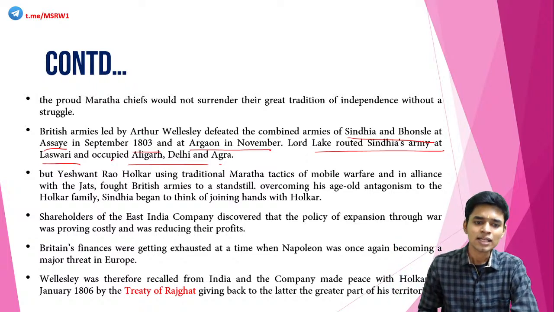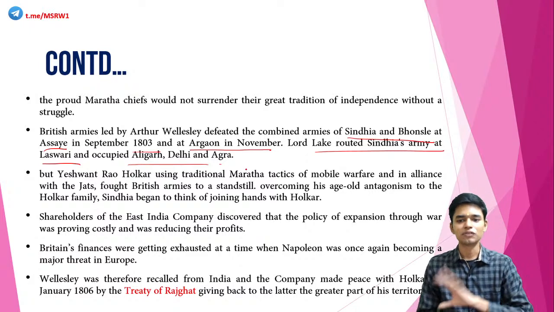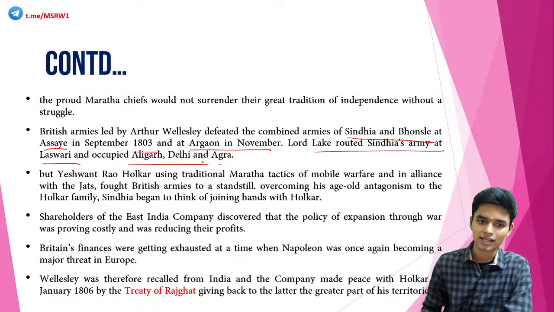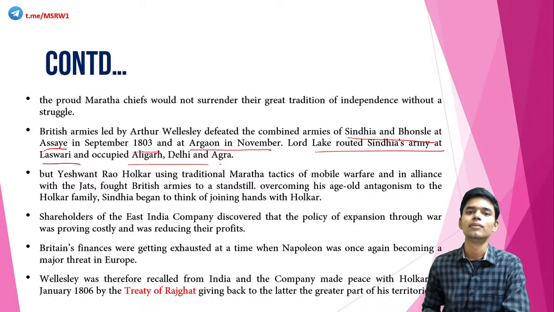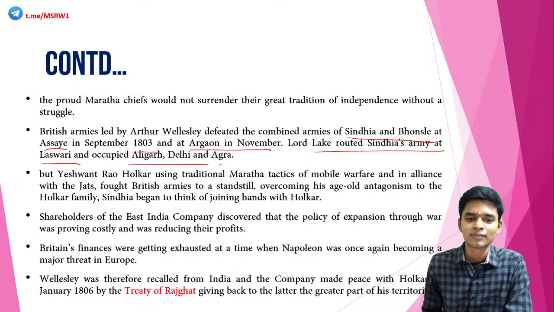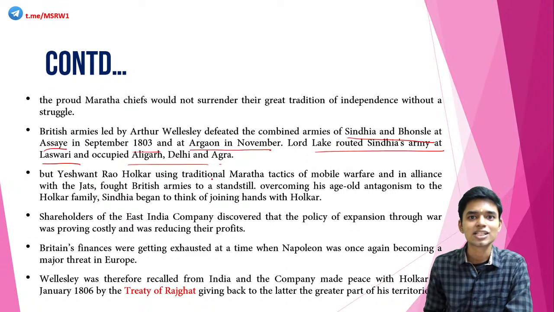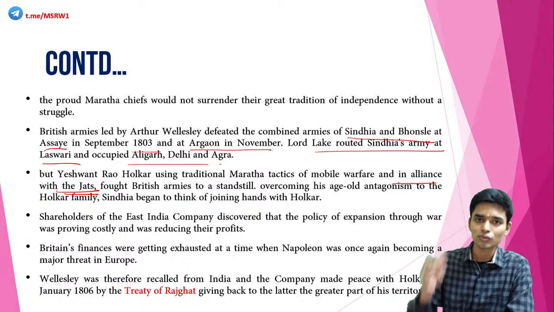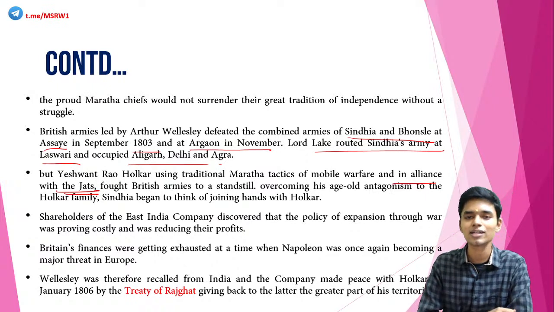Although the British managed to defeat the Scindias, the Bhonsles, and other areas such as Delhi, Agra, etc., Yashwantrao Holkar was still a formidable leader, one of the best. The British calculation against Yashwantrao Holkar did not work. With Maratha tactics of mobile warfare and an alliance with the Jats, with the help of the Jats and modern mobile warfare techniques of the Marathas, Yashwantrao Holkar managed to fight the British and arrive at a standstill.